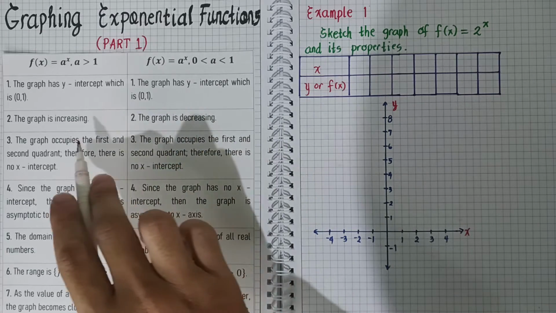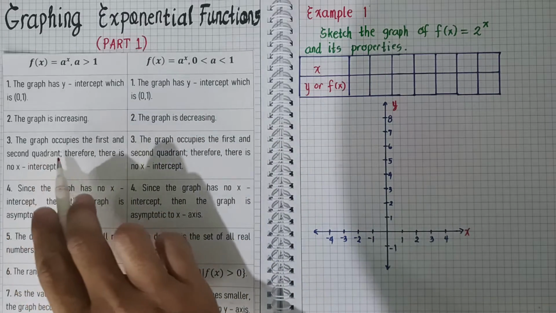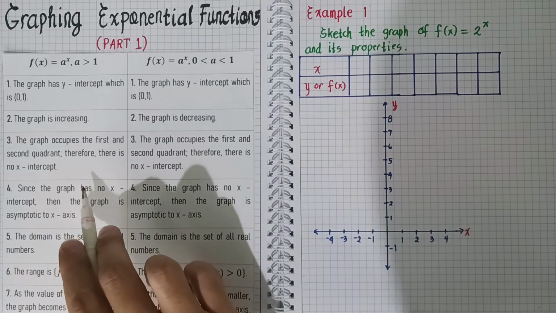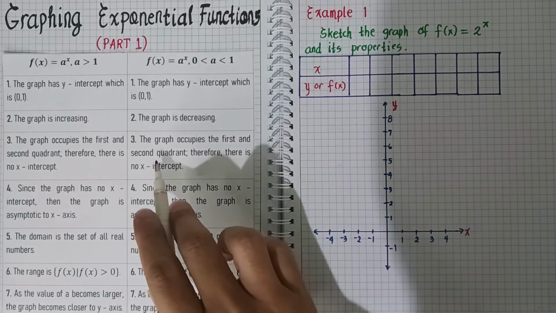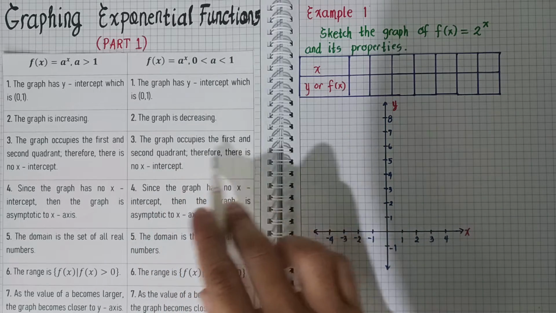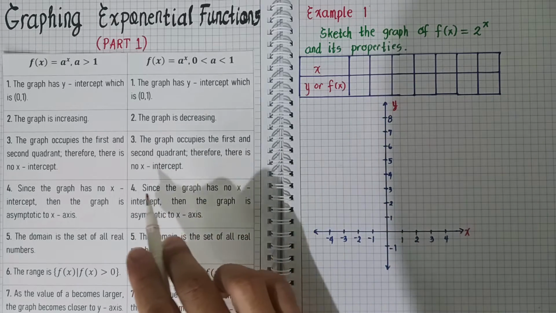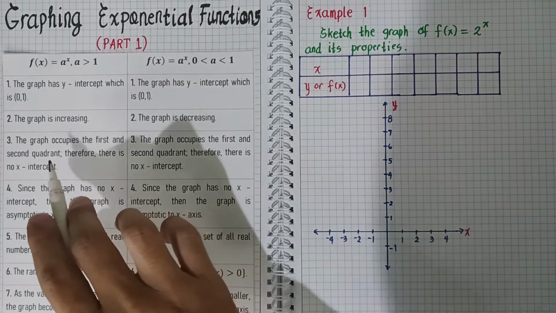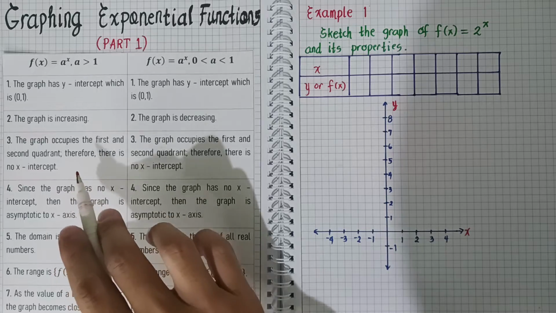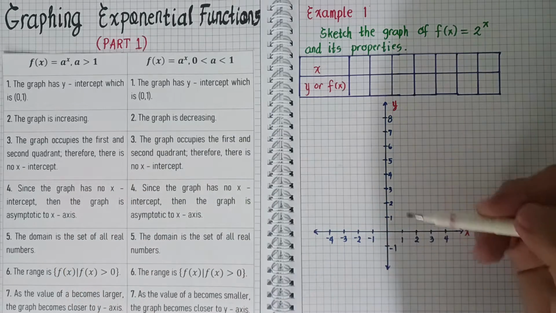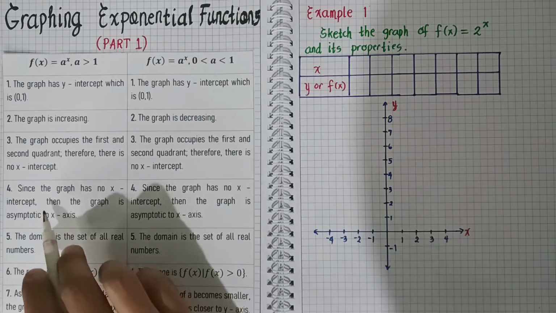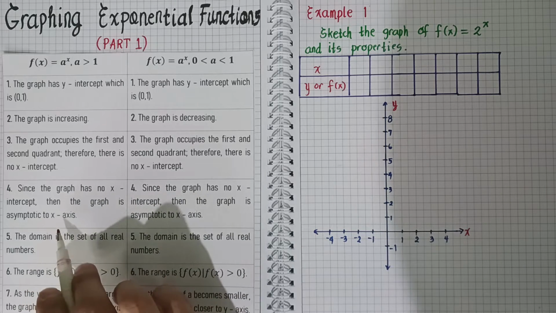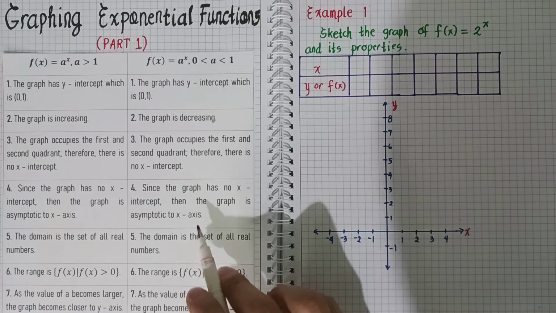So opposite naman ito. And the graph occupies the first and second quadrant, therefore there is no x-intercept. So dito naman, the graph occupies the first and second quadrant, therefore there is no x-intercept pa rin. So parehas sila. Mas lalo natin maintindihan yan kapag nakapag-graph na tayo. Okay? So since the graph has no x-intercept, then the graph is asymptotic to the x-axis.